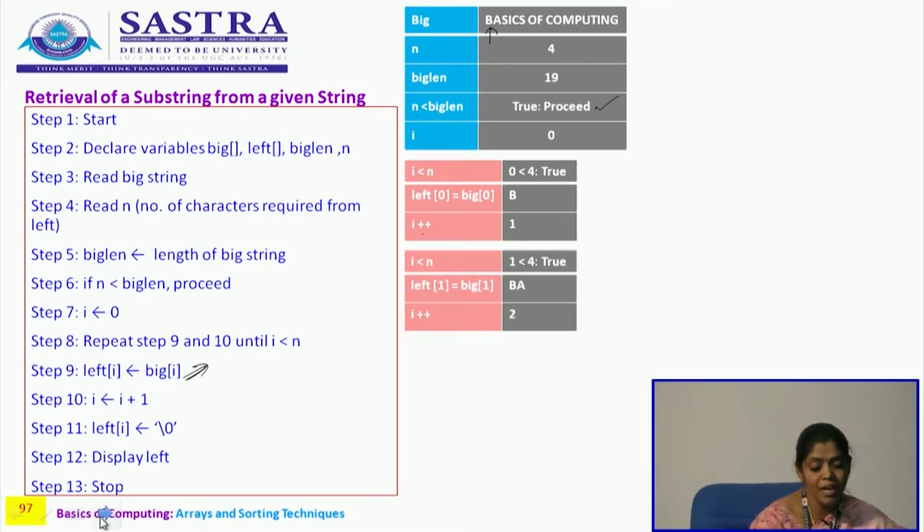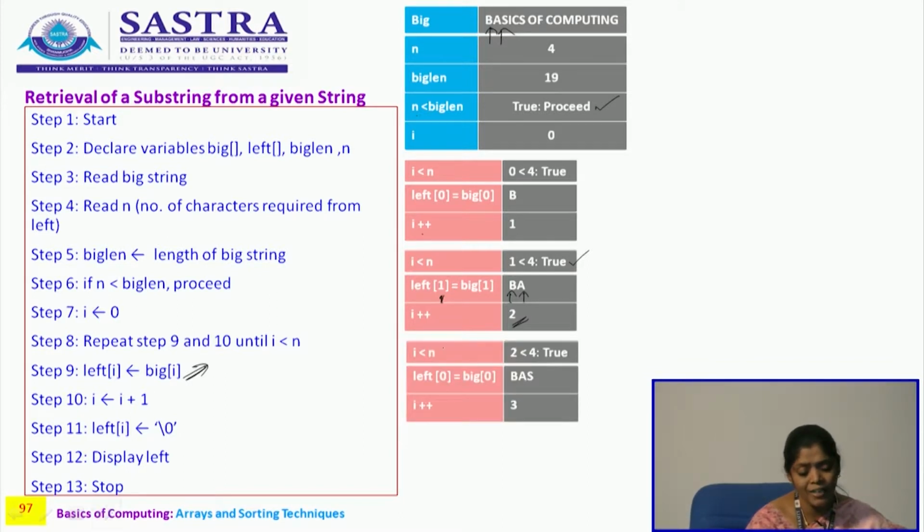Then we have to check whether the new i value is less than n or not. Yes, it is less than n, so we can proceed further. So this time also left of i equal to big of i, that is big 1, the second character A has to be taken and stored in left 1. In left already we have B, this time we have stored A also, and you increment your i value by one more step, and then you check whether the new value of i is less than 4. So 2 is less than 4, which is also true.